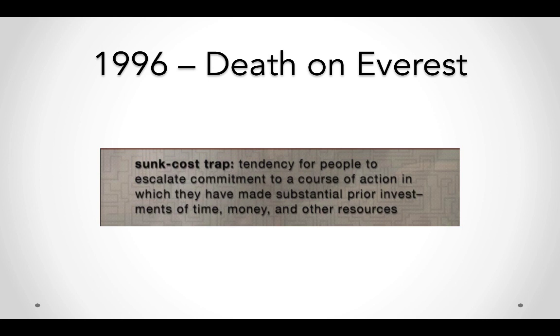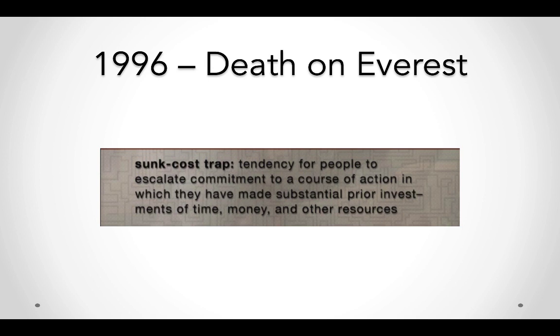Anyway, so the sunk cost trap is huge in behavioral economics. It's huge for you. In your behavior, it's huge for everybody. It's a tendency for people to escalate commitment to a course of action in which they have made substantial prior investment of time, money, and other resources. In other words, like I mentioned, I already invested so much time, money, and sweat and everything in this project, I can't stop now.